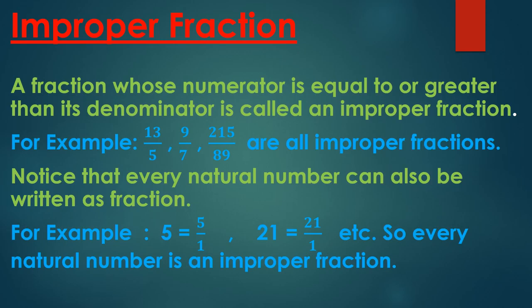Notice that every natural number can also be written as fraction. Every natural number, for example 5, we can write down as 5 upon 1. 5 is a natural number, but when we write 1 in the denominator, it will become 5 upon 1. It will not make any change in the number and it will now become a fraction. 21 can be written as 21 upon 1. So every natural number is an improper fraction also.